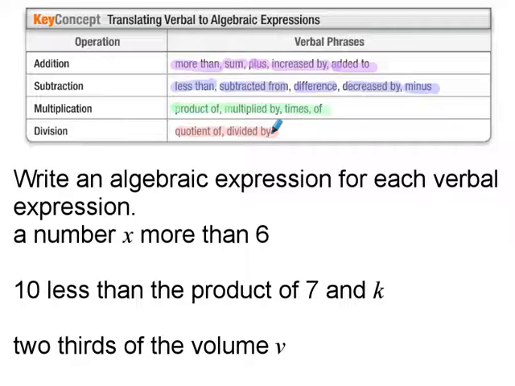So notice what it says. It says write an algebraic expression for each verbal expression. So basically this is the reverse. We started with an expression and we put it into words. We're starting with words now and we're putting it into an expression. Should be fairly easy. Let's look at this one.